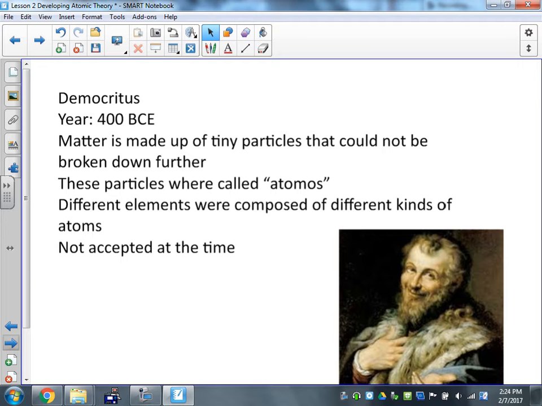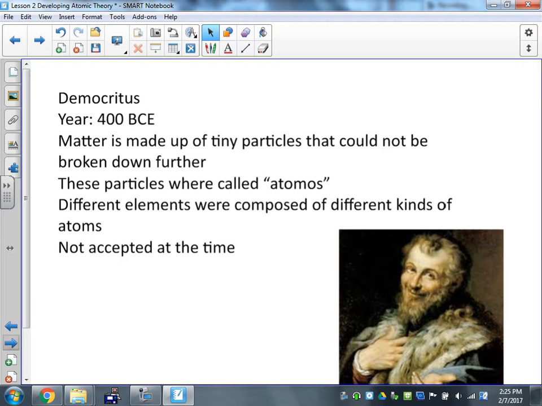So once again, I would probably write down his name here, guys. Democritus, 400 BCE, and remember, he believed in tiny particles, and originally they were called atomos, which means, like I said, Greek for indivisible. He said different elements were different kinds of these atoms, and that's pretty true. Carbon's different than nitrogen or oxygen. All these different atoms are different stuff. It was not accepted at the time because, of course, he wasn't as famous. Plus, we talked about this before.